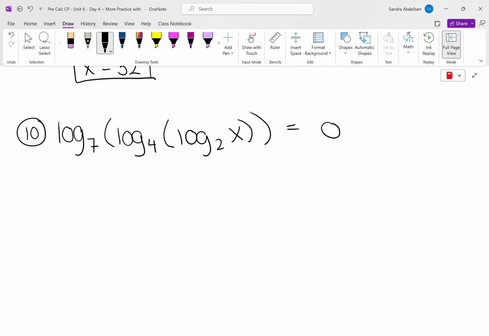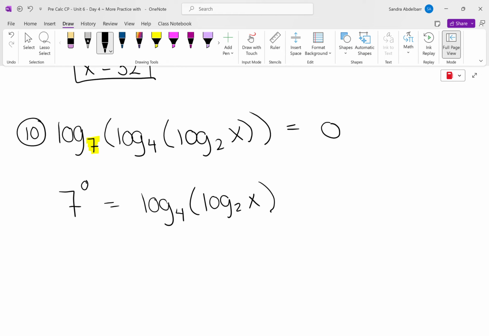So basically, we look at the log that's on the outside of the parentheses. Which log is on the outside of the parentheses? Log base what? 4 is still inside parentheses. 7. So we're looking at the log base 7, and we're going to start changing it to exponential from there. So the one on the outside of my parentheses is going to be my base. What's the exponent? 0. And this whole thing is my argument, right? Everything inside the parentheses is always the argument. So this is going to equal log base 4 of log base 2 of x.